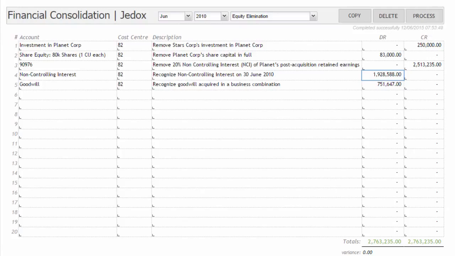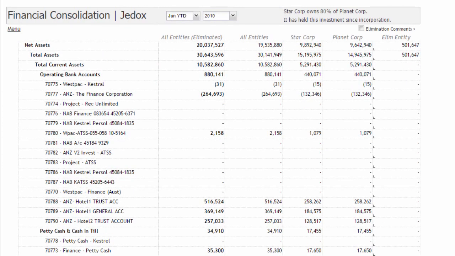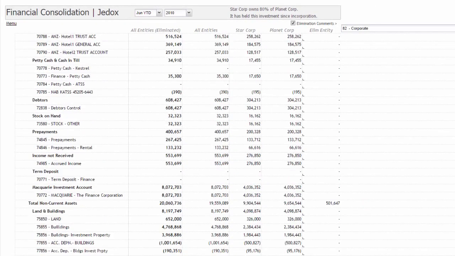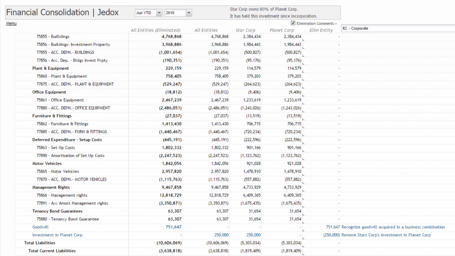The process is now complete. When I come back to the actual balance sheet, we can see we've got new entries recorded here. So as I scroll down, we can see here the first thing is that we've recorded goodwill in the all entities eliminated consolidation of $751,000. The next step was to eliminate the investment in Planet Corp. We can see now it's zero at a total level for this elimination entry.